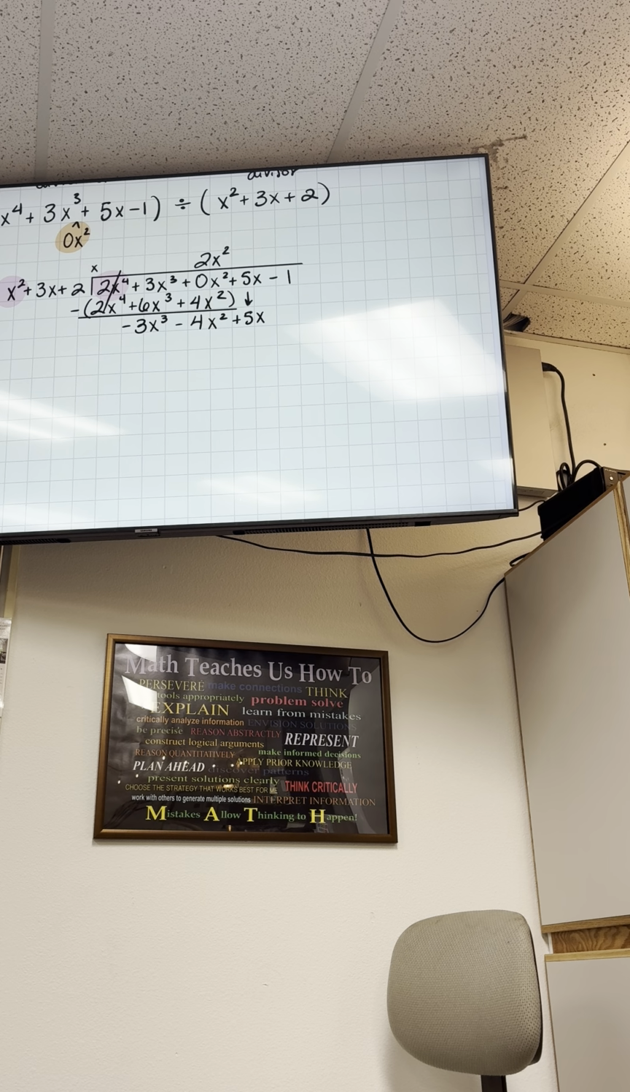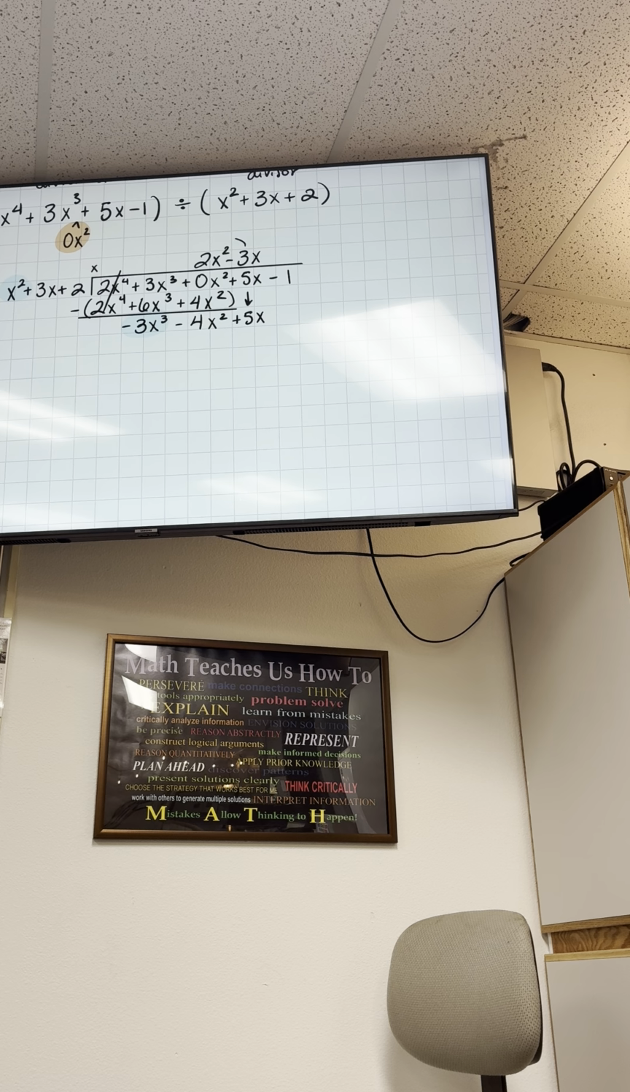And now we just repeat that process. So now, instead of asking ourselves x squared times what is 2x to the 4th, now we say x squared times what is negative 3x cubed. So x squared, 3x. So now we need to multiply that by a negative 3x to eliminate, again, that first term. Wait, it has to be positive 3x. Never mind. No, we want it to be negative, because then you're going to be doing subtraction, and so those double negatives will make it addition, and then they'll cancel.